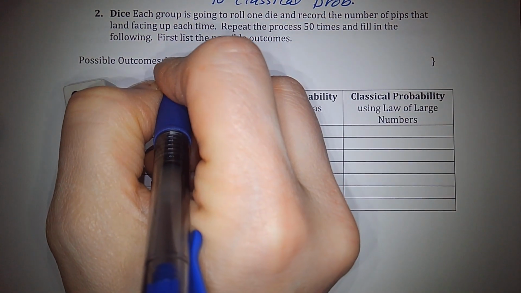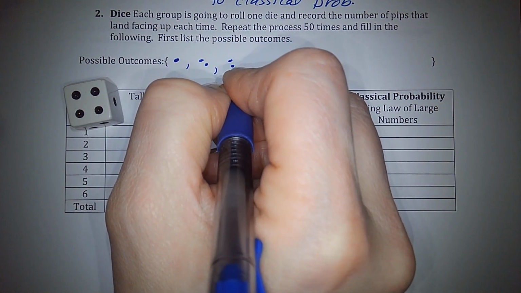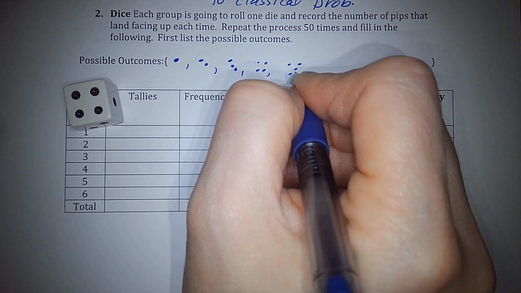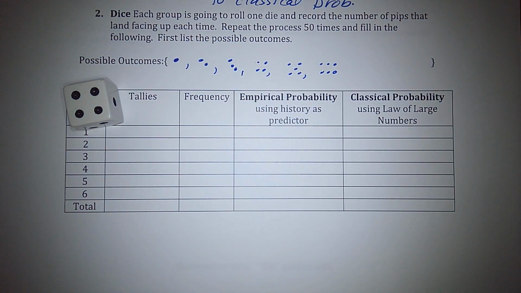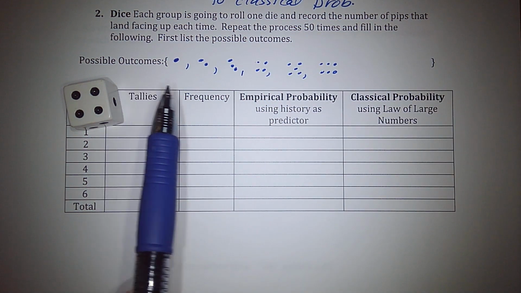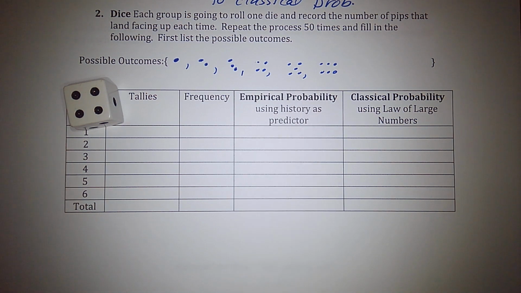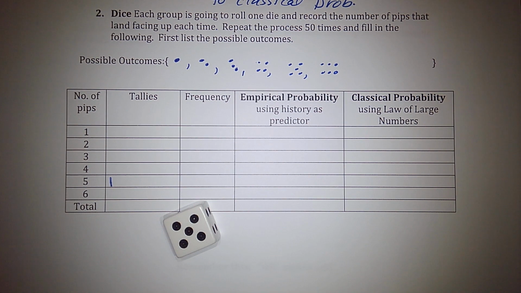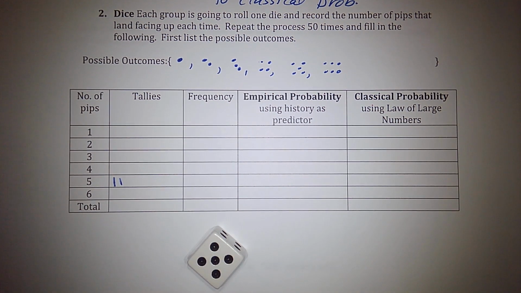So obviously our 6 outcomes, you can get 1, 2, 3, 4, 5, or 6. You could have simply just put the numbers in there too. Anyway, so our possible outcomes are the 6 sides of the die. So we're going to repeat this process 50 times. So let me do the first 2 for you. So I'm going to roll my die, and I rolled a 5, and I'm going to put a tally next to the 5. Then I'm going to try it again. Oh, I got another 5. So I'll put another tally mark there.